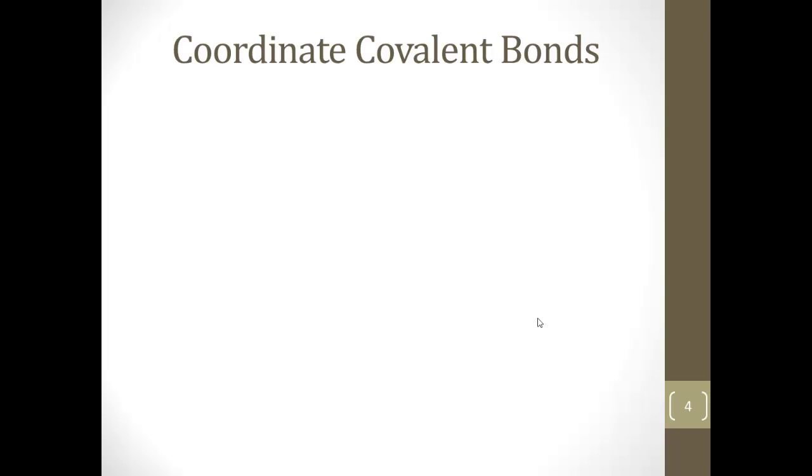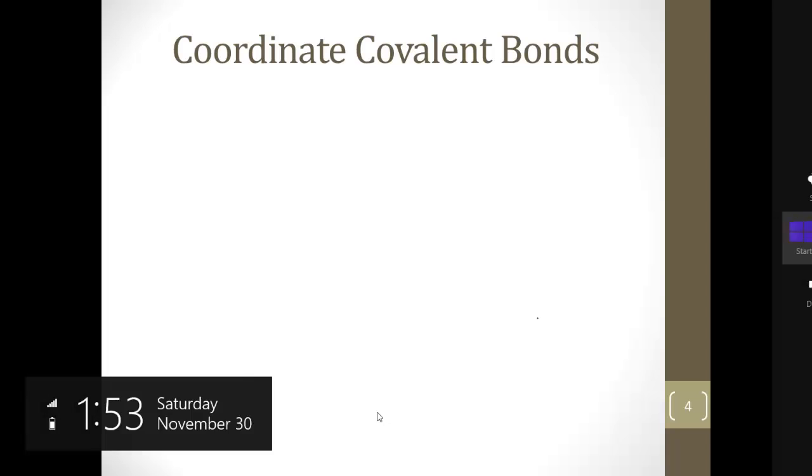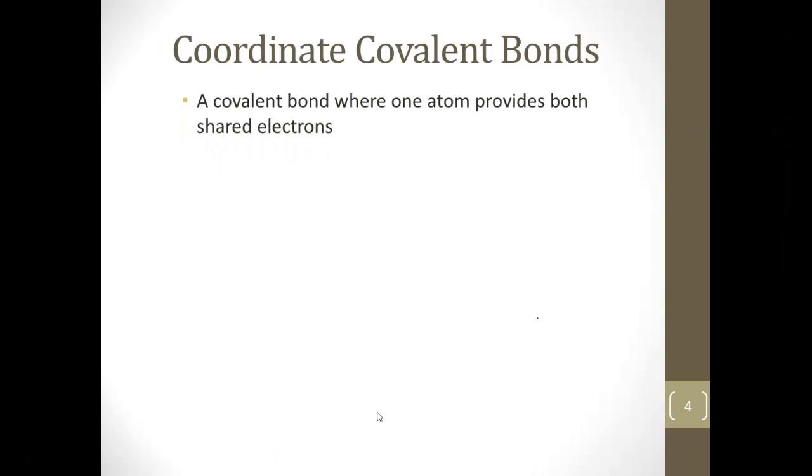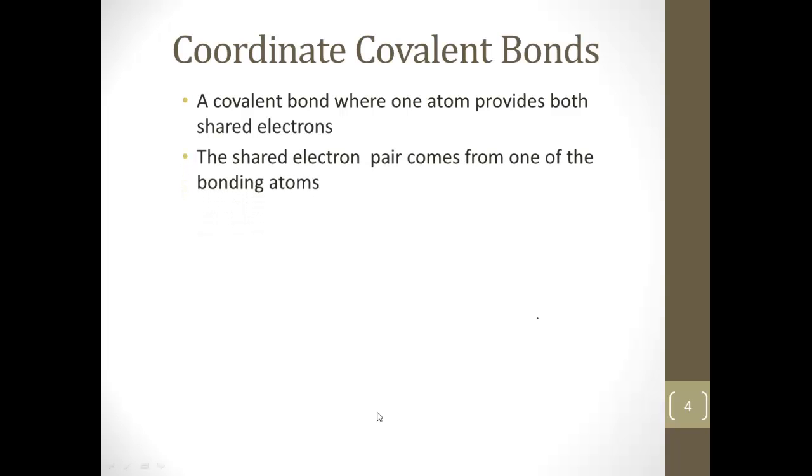Another type that we're going to look at is what's called a coordinate covalent bond. A coordinate covalent bond is a type of covalent bond where one atom provides both shared electrons. Another way of saying that is the shared electron pair comes from only one of the bonding atoms. So one provides them, the other one is completely a freeloader.